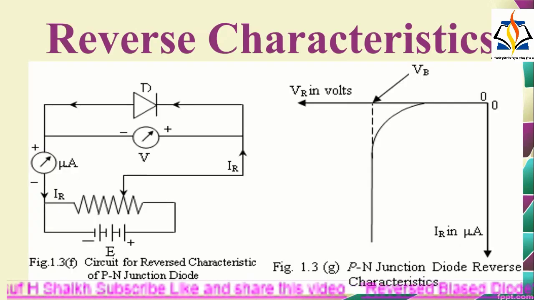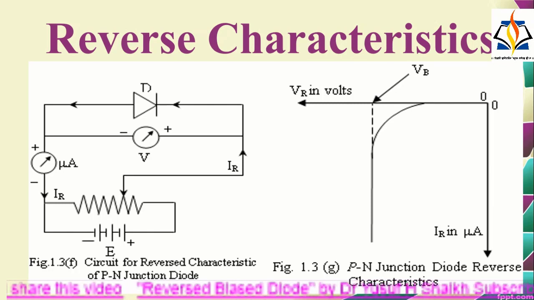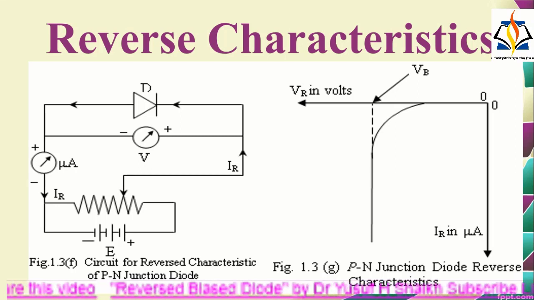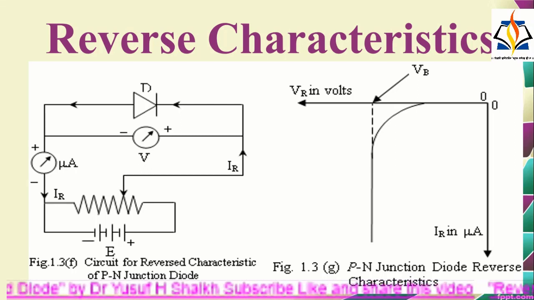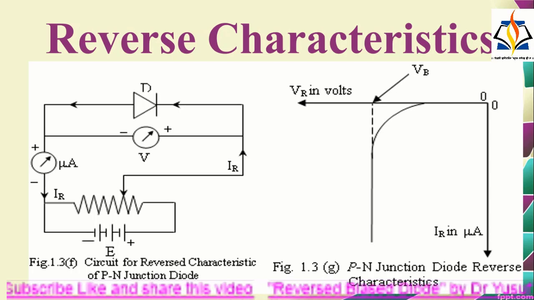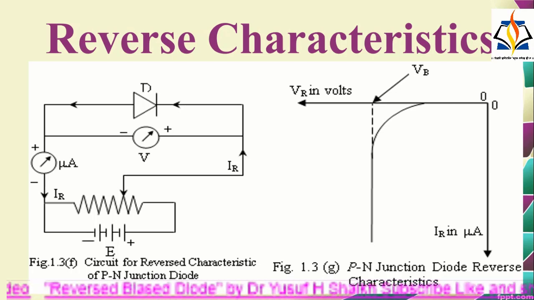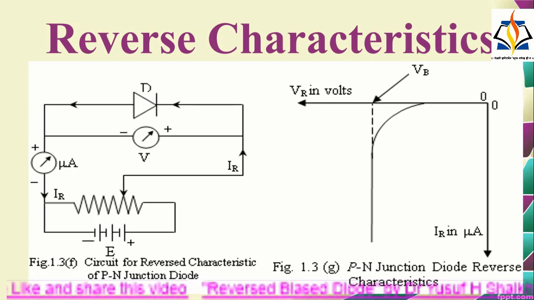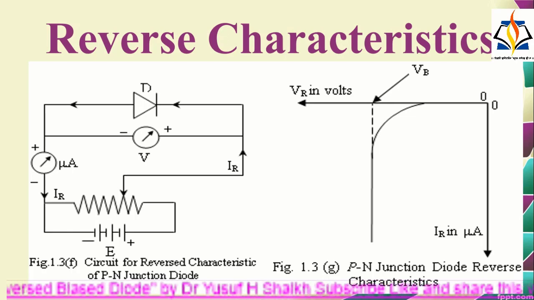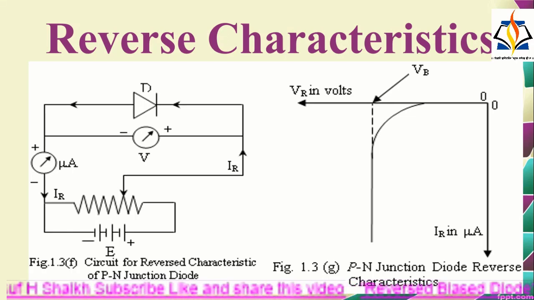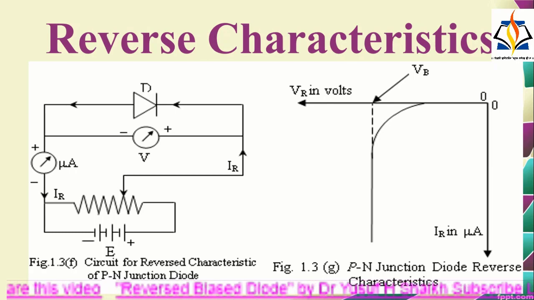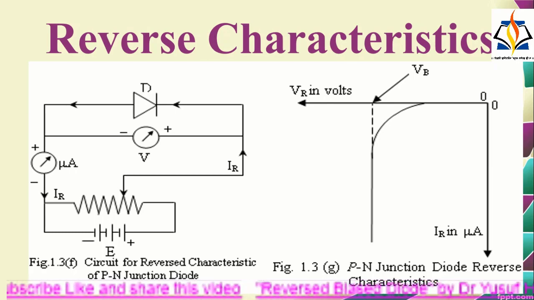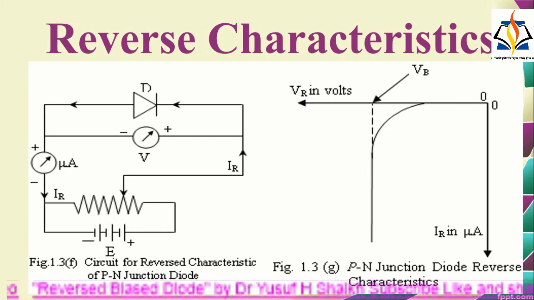Reverse characteristics. The circuit used to study the reverse characteristics of a PN junction diode is as shown in figure in this slide. The microammeter measures the current flowing and the voltmeter measures the reverse voltage across the diode. The reverse voltage is gradually increased in suitable steps and the corresponding microammeter reading is recorded. A graph is then plotted between voltage and current as shown in the slide. This graph is known as the reverse characteristics of a PN junction diode.